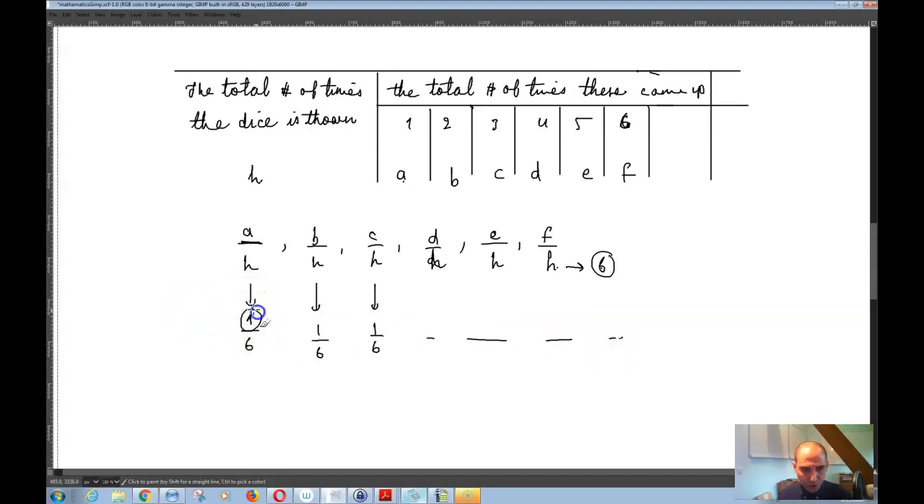This 1 basically denotes the total number of ways that 1 can be represented, which is only 1 time in this dice experiment. The total number of times that, for example, 2 can actually happen is basically 1 time, because there is no other way of representing 2 on a dice. The total number of times that 3 can be represented on a dice is only 1 time, and so on and so forth.